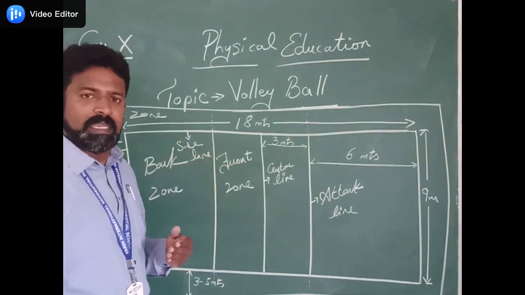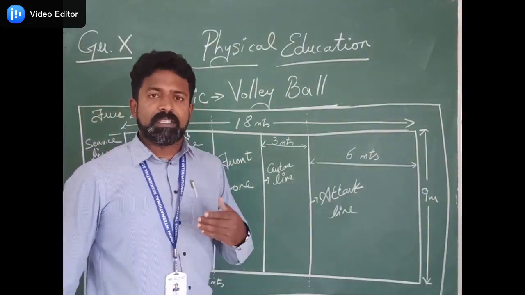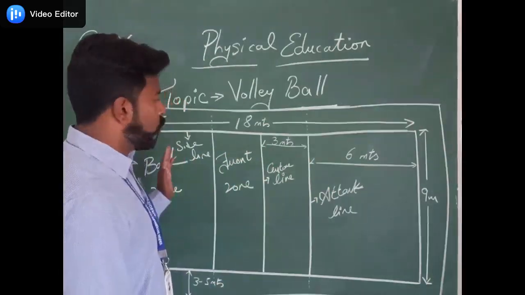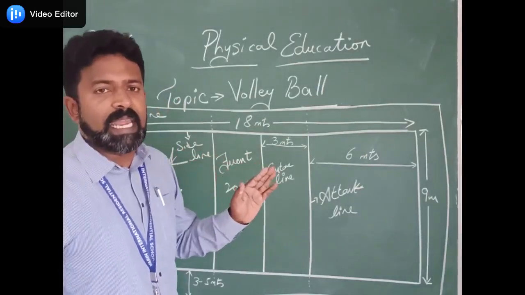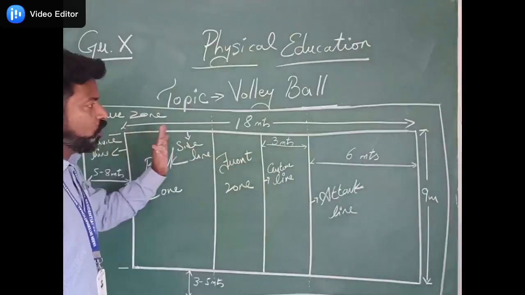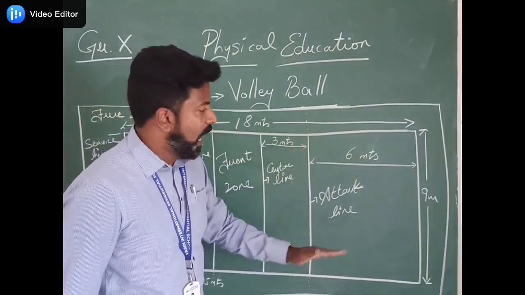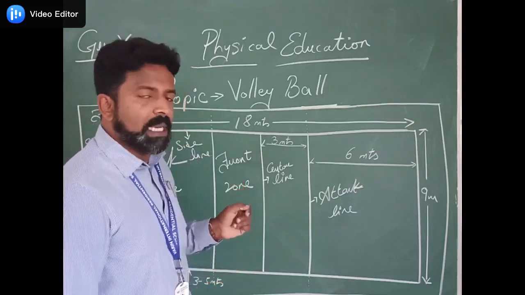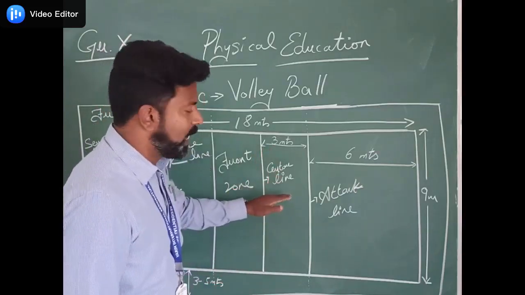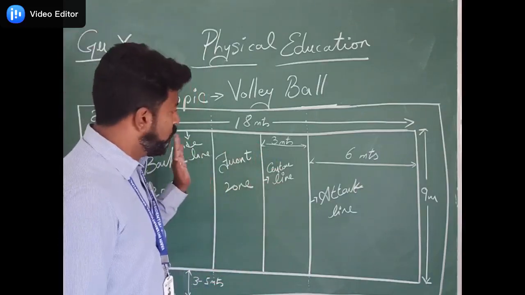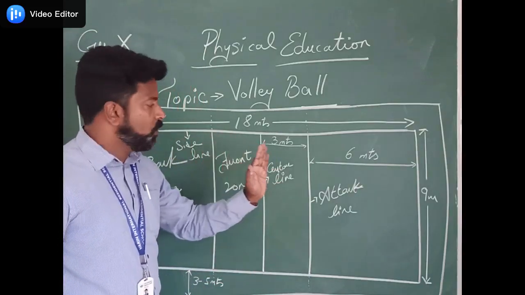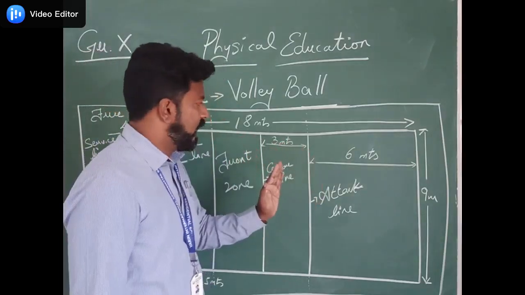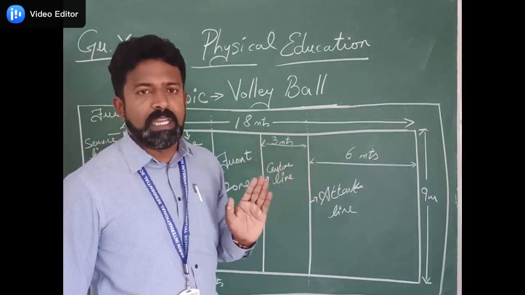The court is rectangular in shape. When I say rectangular, the opposite sides are equal. The court measures 18 by 9 meters. So the length of the court is 18 meters and the width is 9 meters. It is divided by a line called the center line, which divides the court into 2 equal halves. When we make it 2 equal halves, one side comes to 9 by 9 meters.